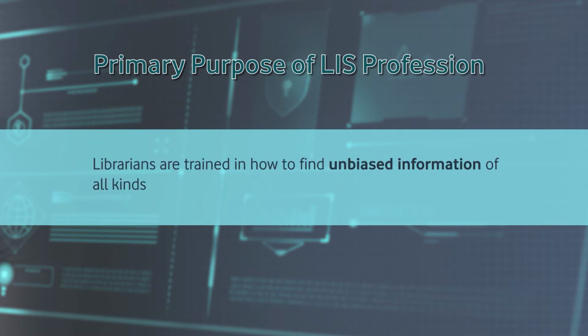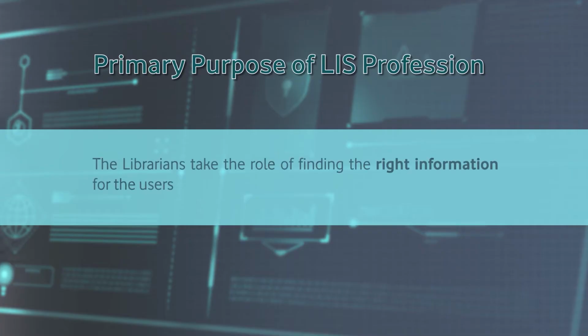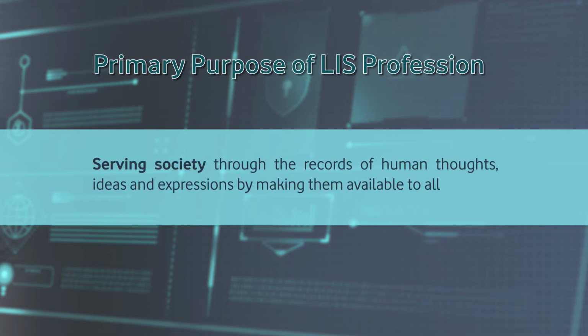And the librarians are trained in how to find unbiased information of all kinds. When we talk about unbiased, it means with honesty, without any kind of discrimination. You are supposed to provide the information honestly. And the librarians take the role of finding the right information for the users and serving society through the records of human thoughts, ideas, and expressions by making them available to all.